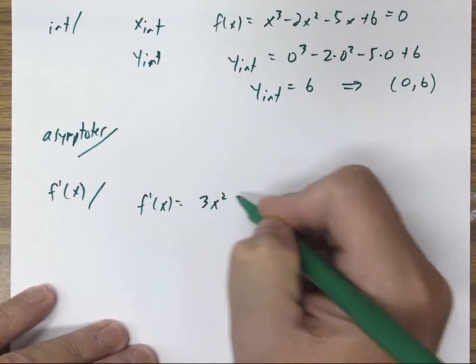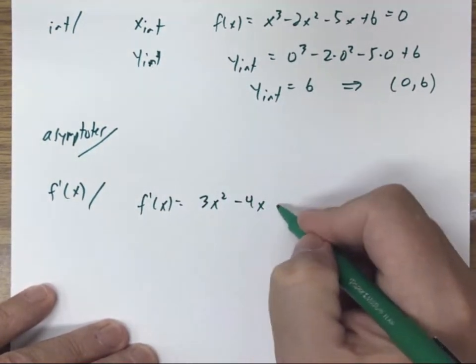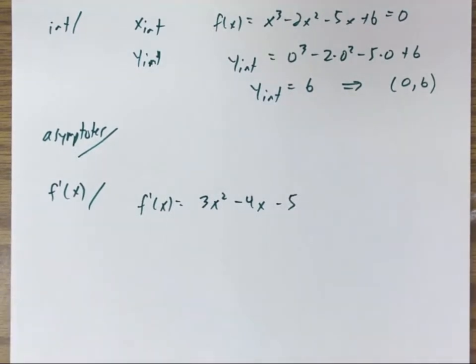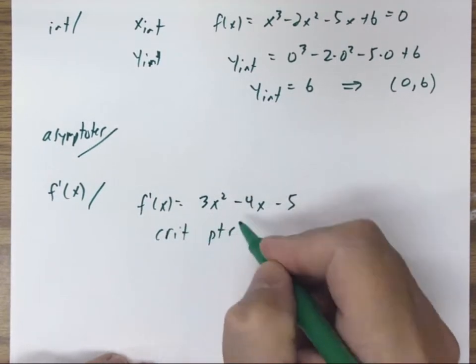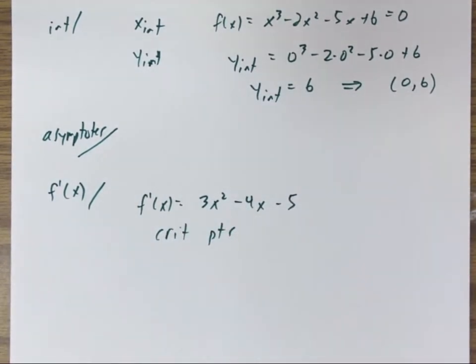In this case, it's pretty straightforward. All right, there's the first derivative. Now to find those critical points. Critical points are the values of x where the first derivative changes, oftentimes from positive to negative to positive.